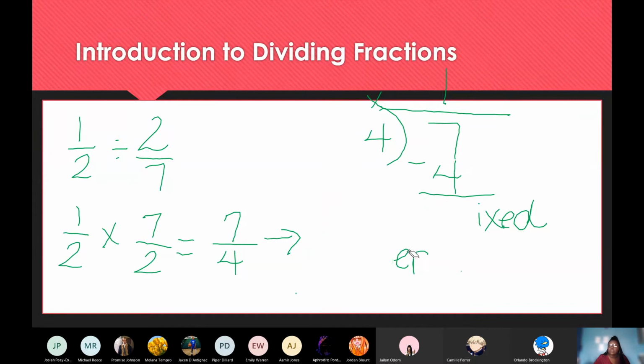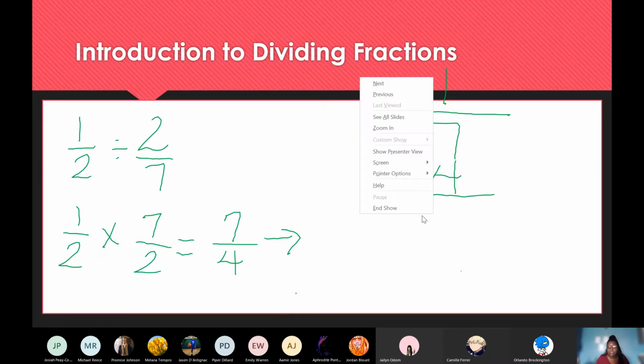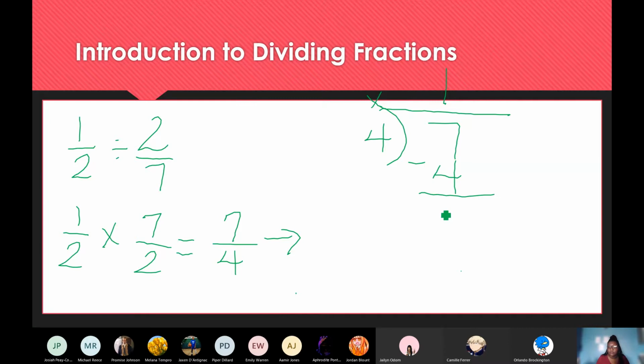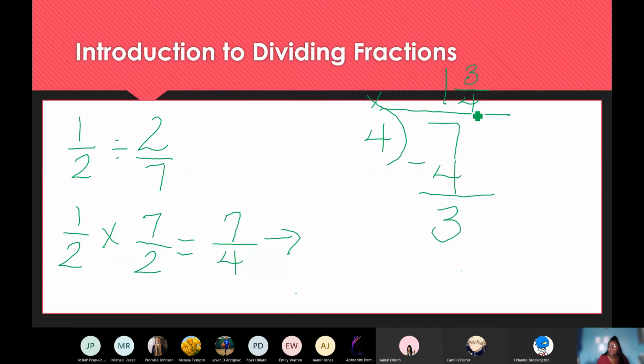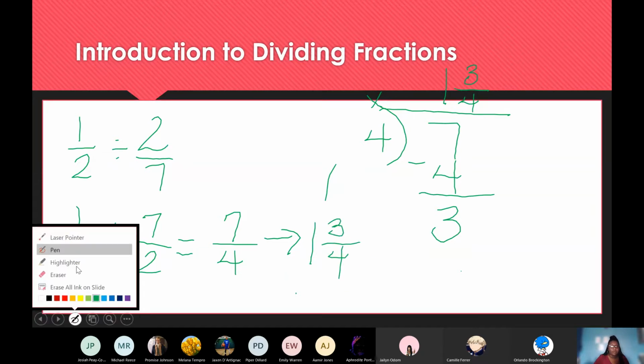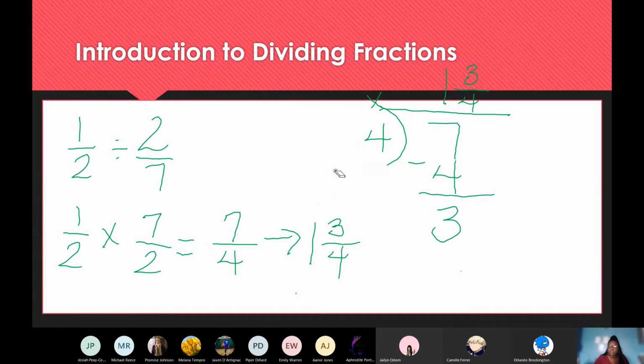There's a tutorial in the Schoology folder that shows you how to change an improper fraction to a mixed number. So what you see here is that tutorial is going to tell you that 7 minus 4 is 3. So 3 is now my new numerator, and the 4, which was my divisor, is now my denominator, and my quotient, 1, is my whole number. So the answer to this question should have been 1 3/4.